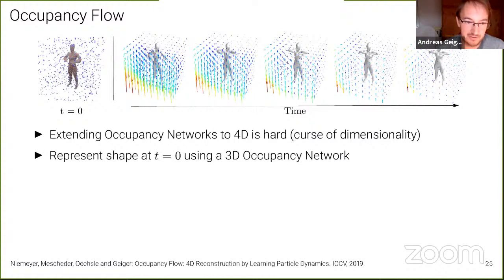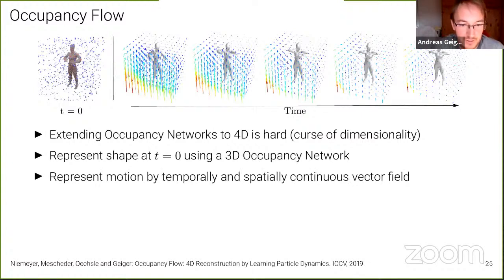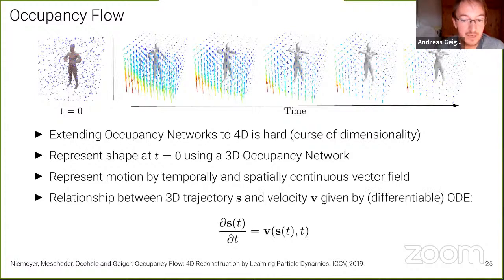What we do instead is we use a 3D occupancy network. That's what we propose in this ICCV paper, to represent the shape at a particular time instance, let's say at time equals 0. That's what we know we can do. And then represent the motion by a temporally and spatially continuous vector field. Now, this vector field is a 4D vector field, but it's relatively smooth compared to the 4D reconstruction directly. And that's why it's easier to predict with a neural network.